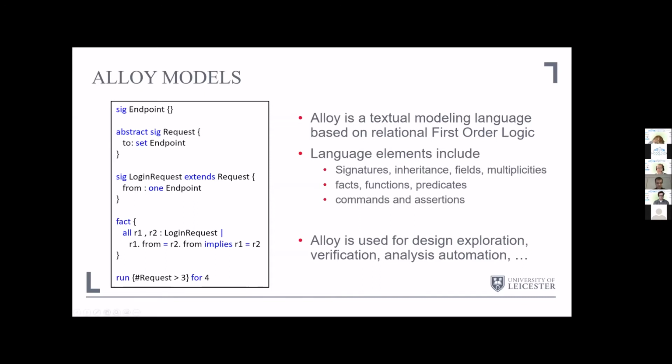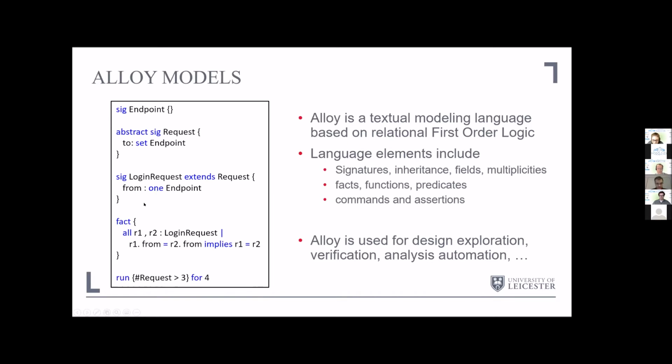Alloy is a textual modeling language based on first-order relational logic. And there are some language elements, for example, signatures. They're a bit like maybe classes and class diagrams. They can be abstract. We have inheritance between signatures. We have fields in signatures that describe relations between signatures. And then we have multiplicities, so set or one.